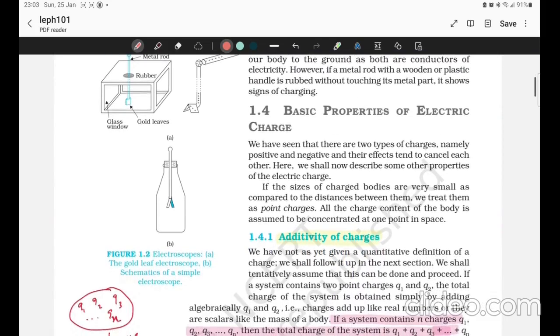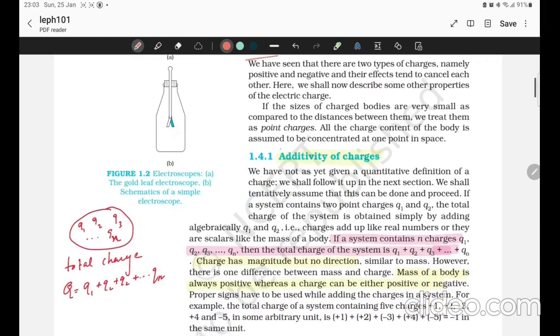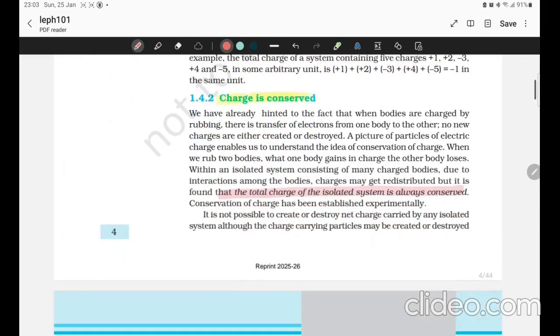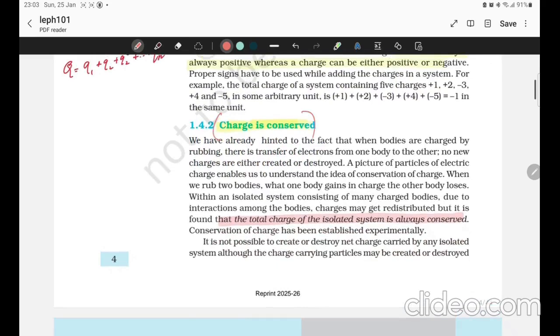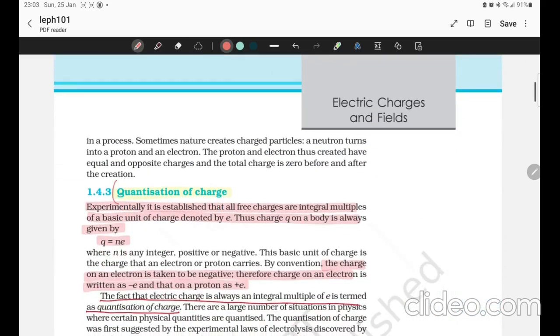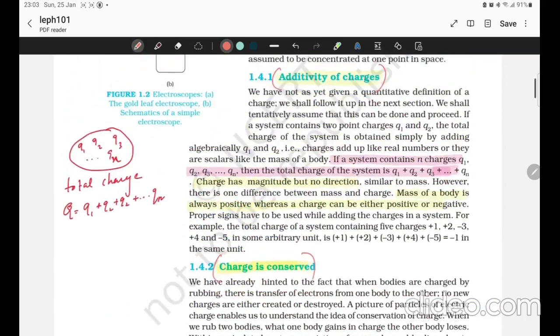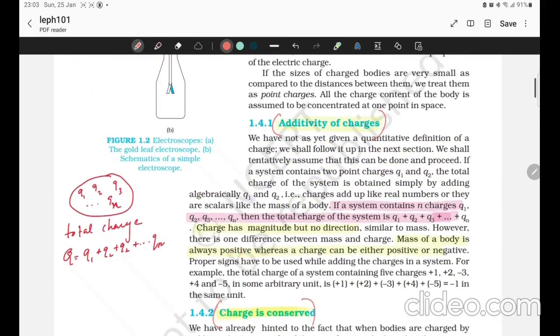Next one is basic properties of electric charge. Our chapter starts from here. There are three main basic properties. One is additivity of charges, next is conservation of charges, and the third is quantization of charges. Additivity of charges means nothing much.